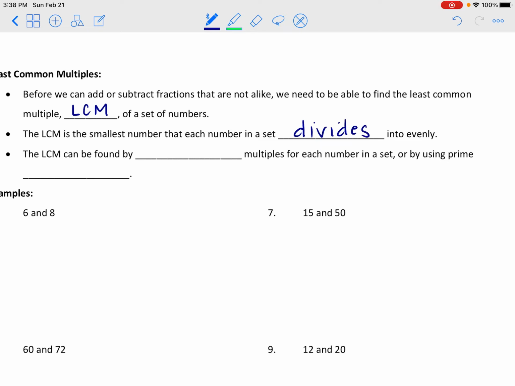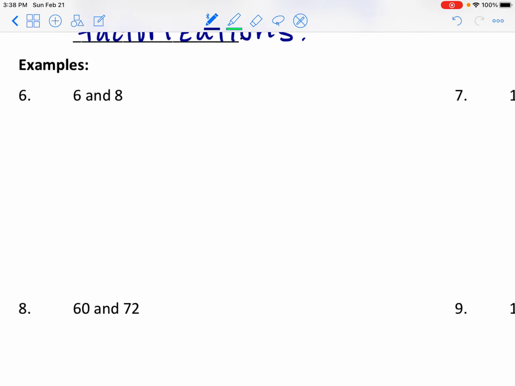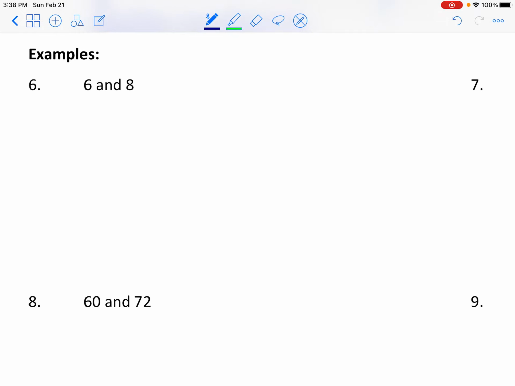Okay? There are two ways I can think by hand to find a least common multiple. Also, technology can help us with this, but we can find our least common multiple by just making a list of multiples. So by listing our multiples and then finding the smallest one they have in common, or using prime factorizations. So I'm going to show you both ways, and then I'll also show you how to do this in Desmos. And again, we want to be proficient by hand, but having the technology to rely on is also a nice thing.